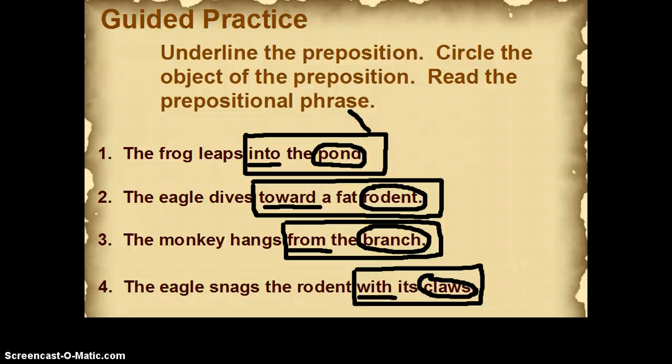The eagle snags the rodent with its claws. Now with was not on your list of prepositions, but it is a preposition because it's relating things. So with, claws, and then that's boxed.